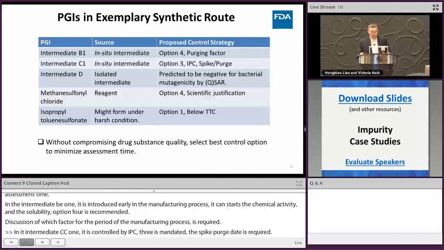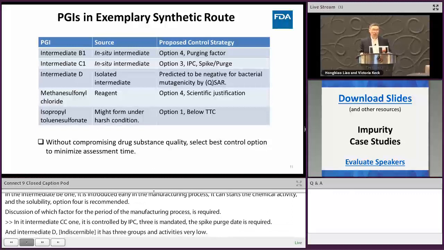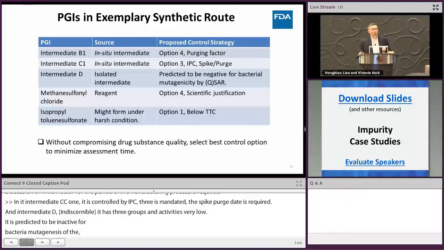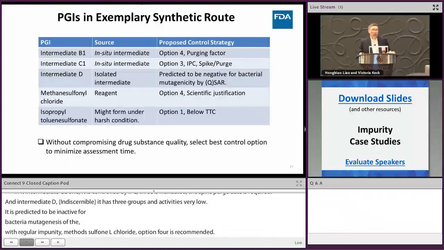If predicted to be negative for bacterial mutagenicity by QSAR analysis, intermediate D could be controlled as a regular impurity. ICH Q3A applies. Methane sulfonyl chloride reacts rapidly and completely with water. Option 4 is recommended. Scientific justification should be sufficient. The last one is isopropyl taurine sulfonate. Isopropyl taurine sulfonate is generated at the last stage. Option 1 is recommended. Test exclusion is allowed if sufficient batch data are provided.